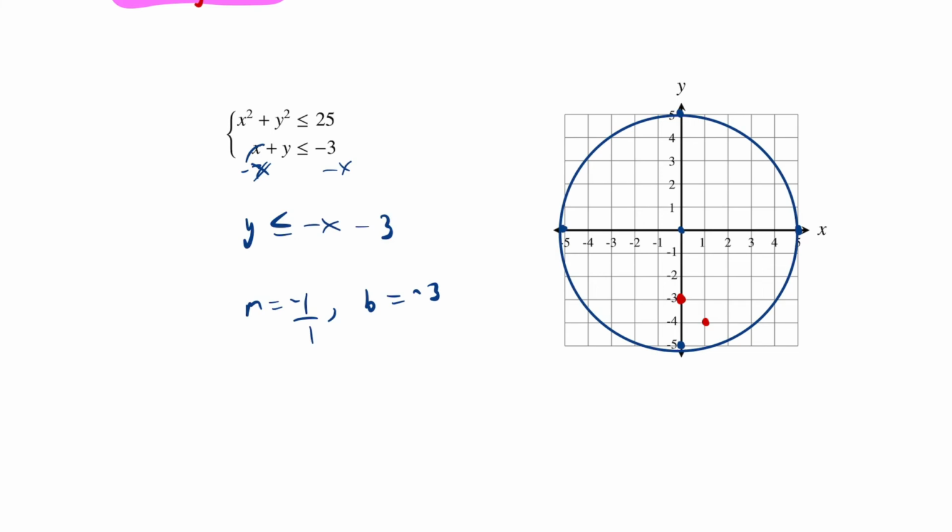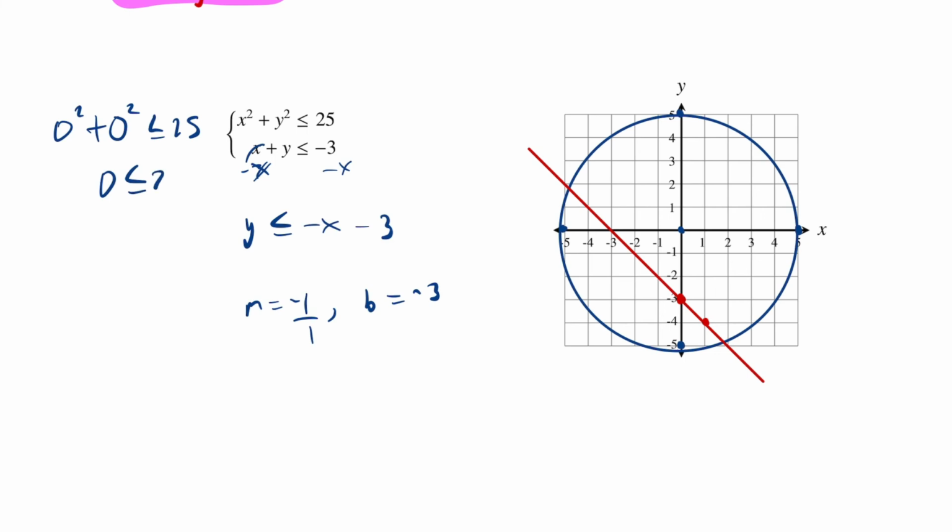So for the circle, let's determine the shading. I'm going to test the origin. So 0 plus 0 is less than 25. That is a true statement. So the circle is going to be shaded inside.